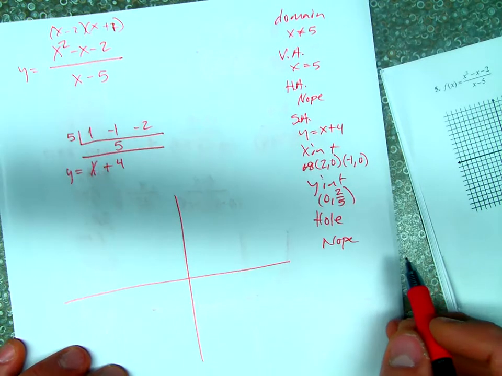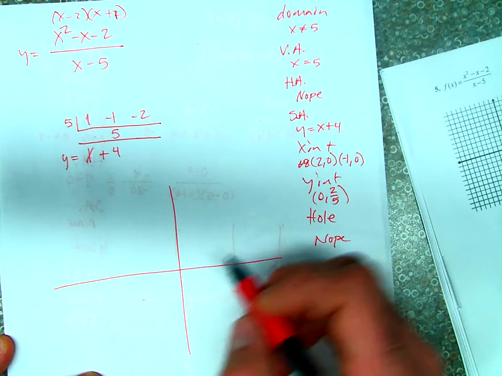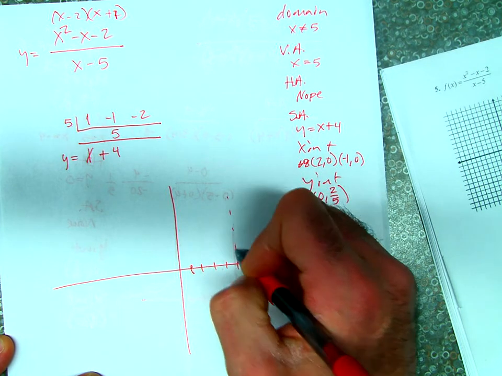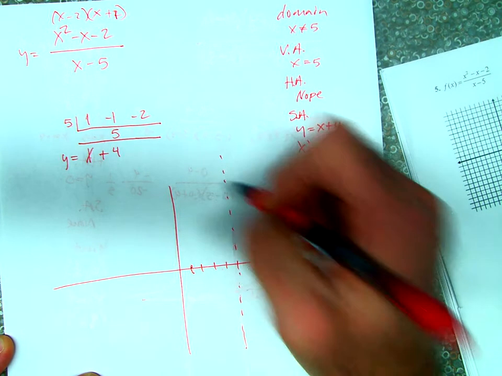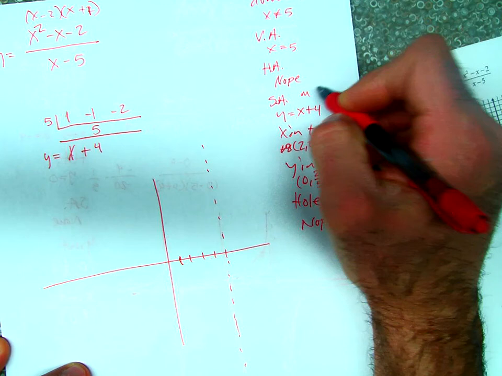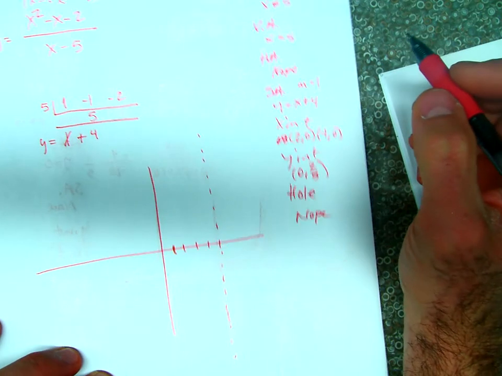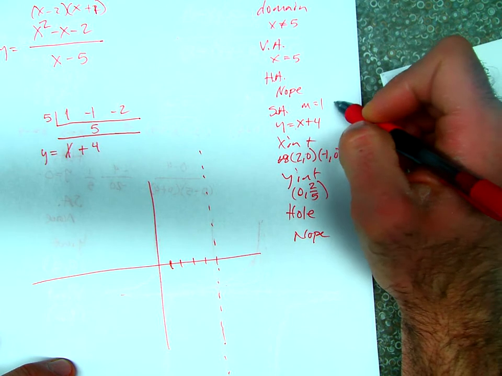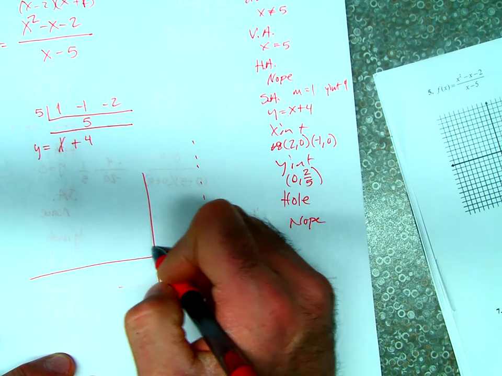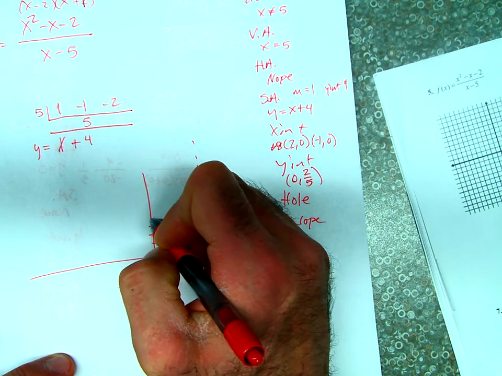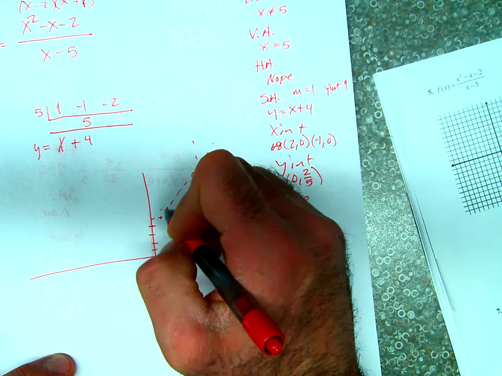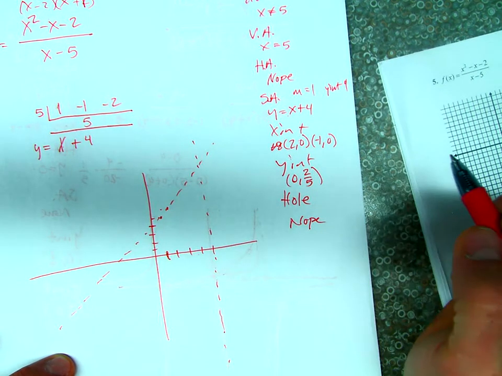Okay, start with asymptotes. Vertical asymptote is at 5. The slant asymptote, what's my slope? m equals 1. What is the y-intercept? Remember, that's of the slant asymptote. So we go up to 4, and it's rise over run, up 1 over 1, up 1 over 1. So it looks like this. That's the slant asymptote.